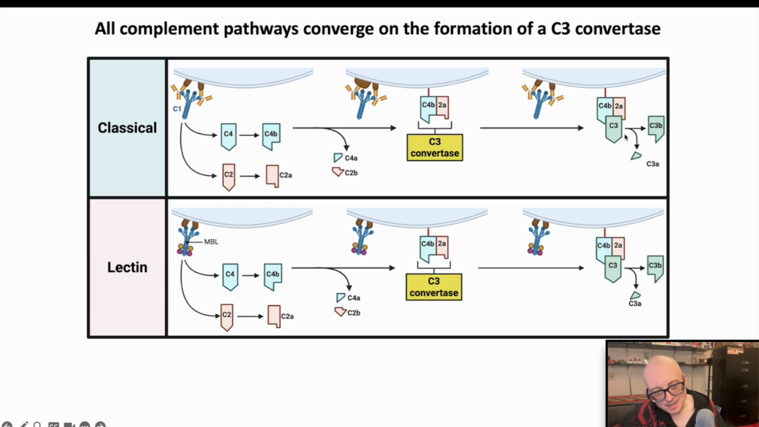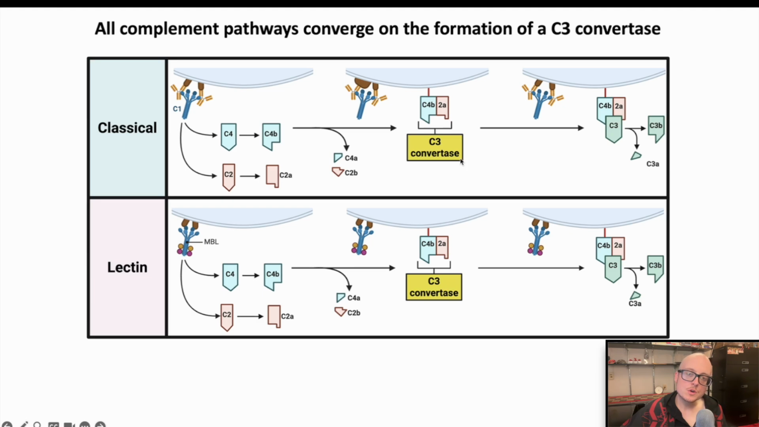And as you might guess, based on what we've said so far, the C3 convertase is also a protease, and the reaction that it catalyzes is the proteolysis of C3 into C3b and C3a. And again, you can see that C3a is smaller and floating away. C3b is larger. And as we'll see in the next lecture, we keep this C3b and use it for additional purposes downstream.